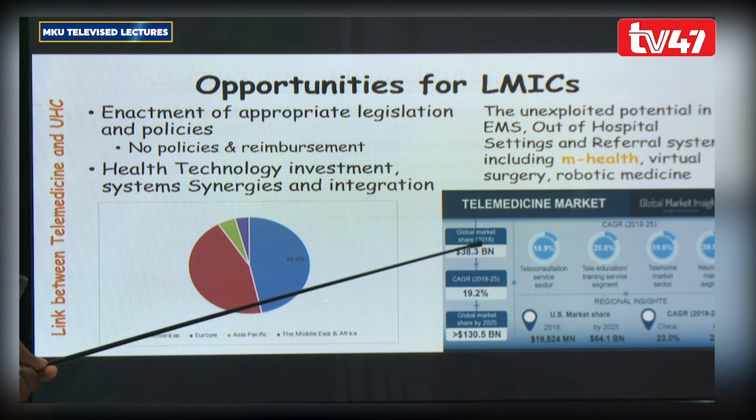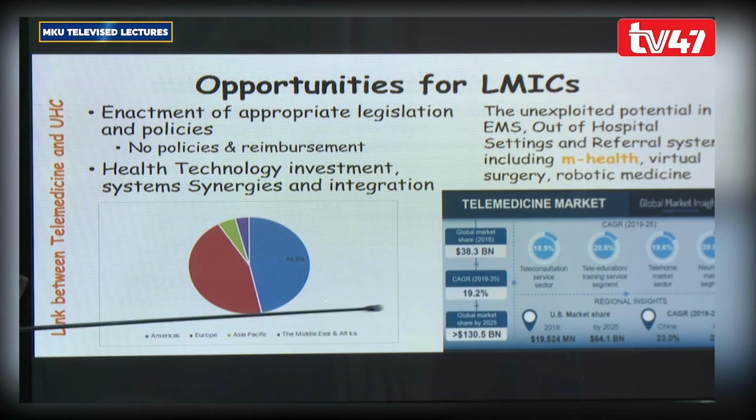Look at this. In 2018, the telemedicine market was worth 8.3 billion shillings. In 2025, what are we projecting? More than even double. 130.5 billion US dollars, not shillings. And so, with this, Africa has a very low market or a very small market.